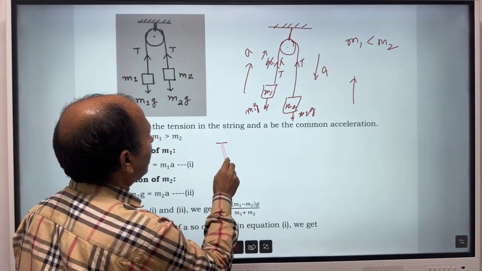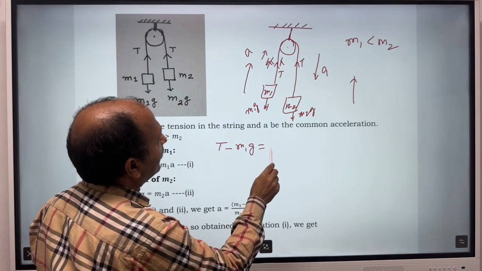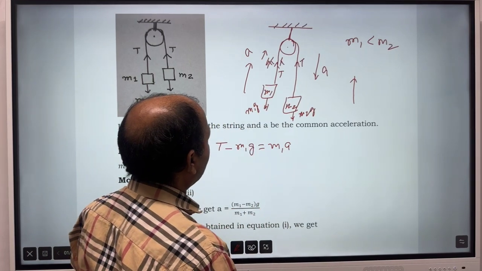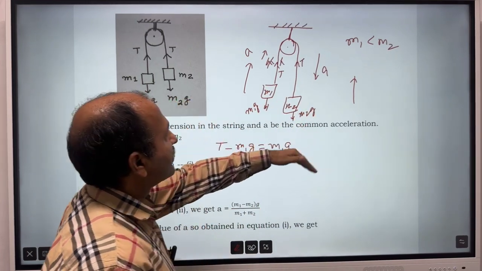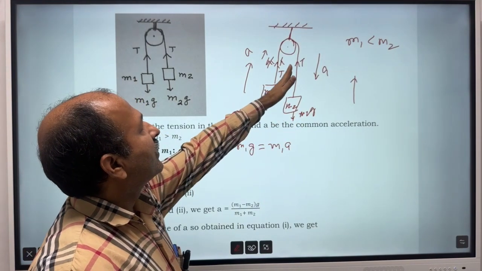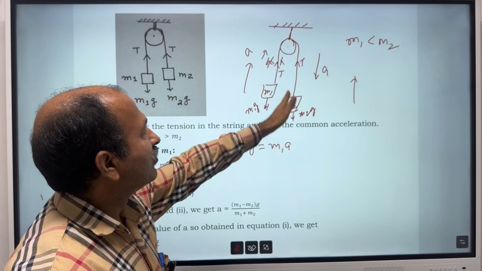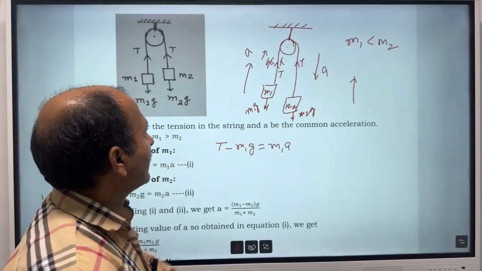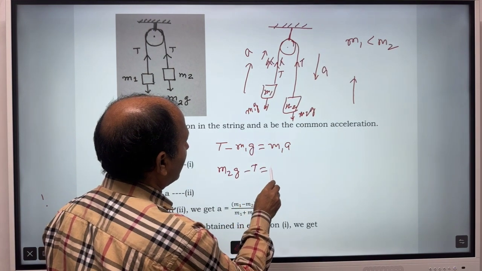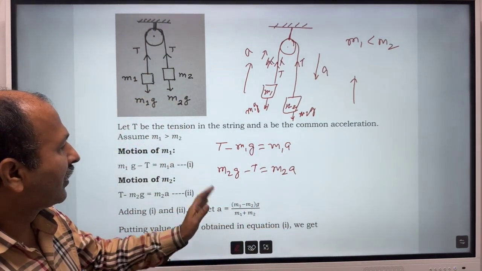So you can say that T minus m1g must be equal to m1a because this body is in motion in the upward direction. Similarly, what do you observe? m2g is acting downward and tension is acting upward, but the net force will be downward because m2 moves down. So we can say that m2g minus T equals m2a. I think the thing is clear.